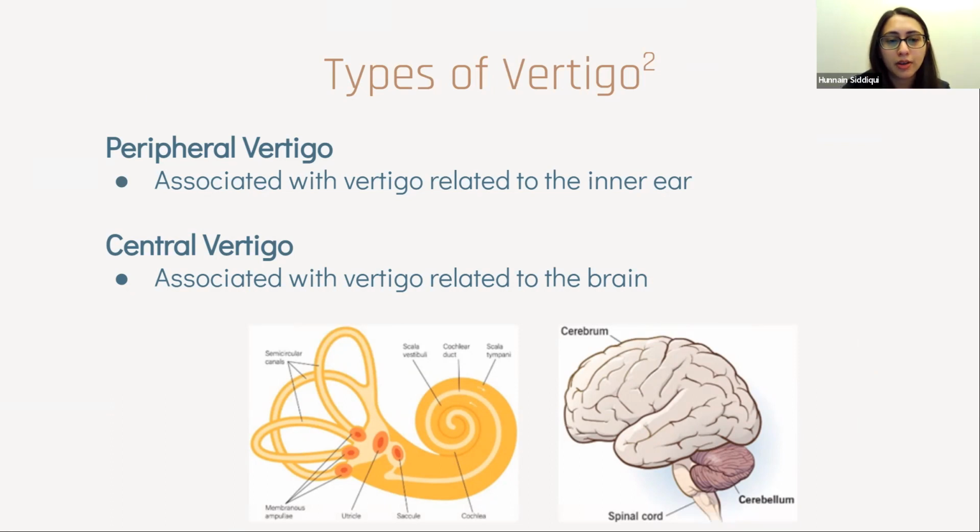The other one is central vertigo, which is basically vertigo related to the brain, usually in regards to the spinal cord or the cerebellum. Both of those organs are in charge of controlling motor movement and controlling balance. And so that's why we have this off balance feeling.